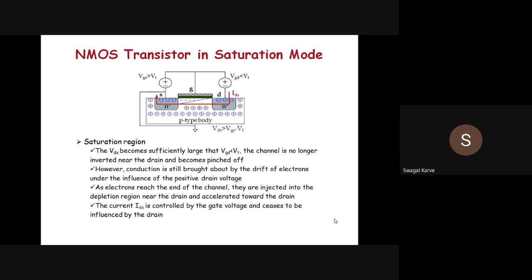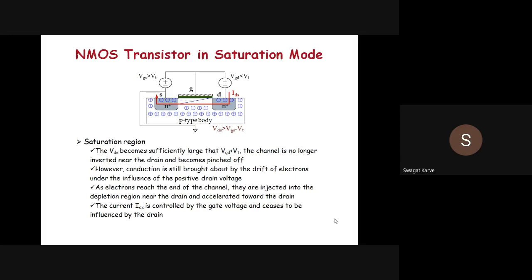Now what happens in the third region, that is the saturation mode or saturation region? Normally, if you want your NMOS transistor to work as an amplifier, then you have to operate your MOS transistor in the saturation region. Now, what happens in saturation mode? What are the conditions so that your MOS transistor will enter into saturation mode?